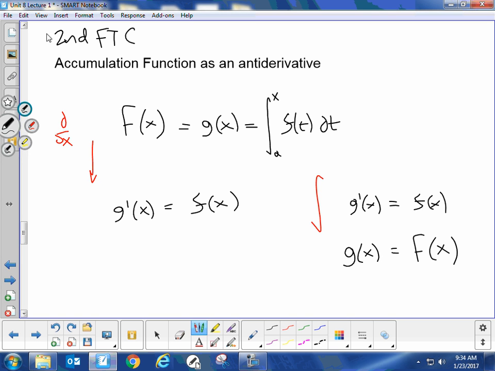This is the second fundamental theorem of calculus. It equates definite integrals to antiderivatives. It's kind of like what we already did with the fundamental theorem of calculus, just looking at it a different way.